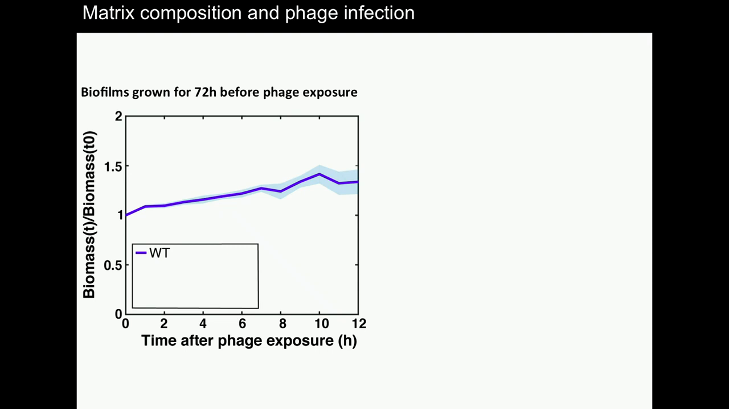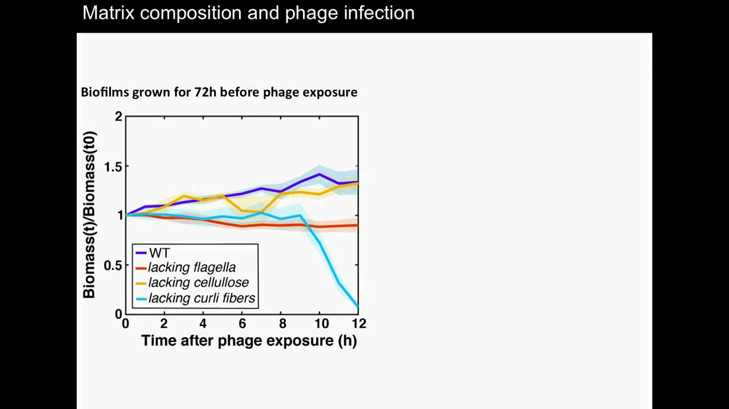So now I'm going to show you plots stacked up on top of each other, because all of these biofilms were grown for 72 hours, then phages were added, and it's the same type of plot format that I showed you in the slide before. So wild type survives phage exposure, so do biofilms lacking flagella, so do biofilms lacking cellulose, but not biofilms lacking these things called curly fibers, which are these amyloid structures that poke out of the cells and entangle them, especially in the topmost layers of the biofilm.